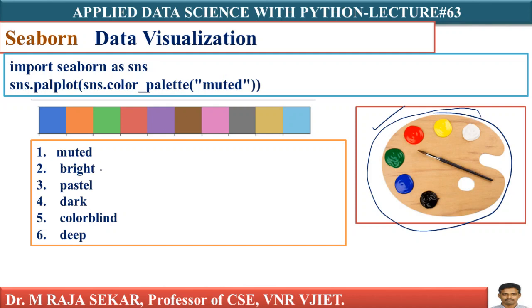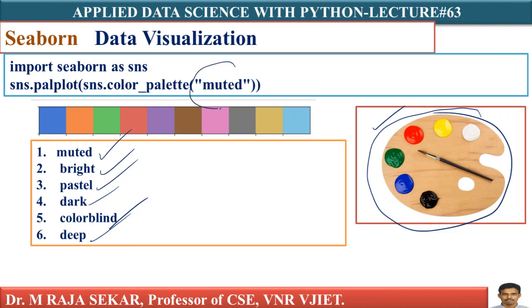this palette may take different values. That may be muted, that may be bright, that may be pastel, that may be dark, that may be colorblind, that may be deep. You can run different experiments, just change the palette value and try to understand the output for different palette values.